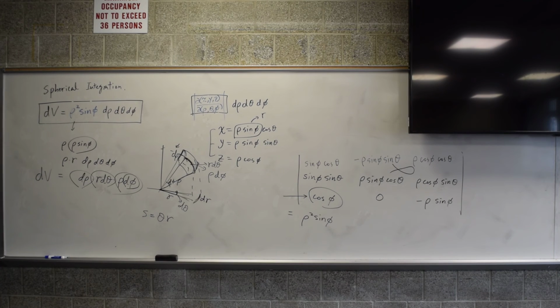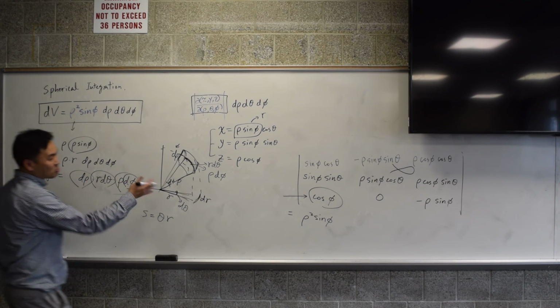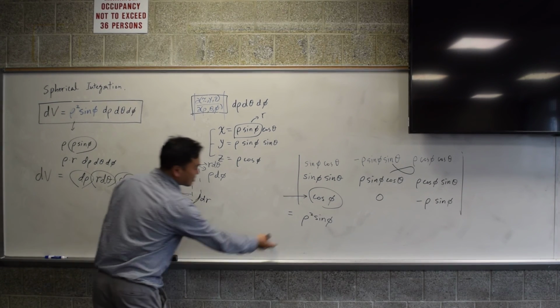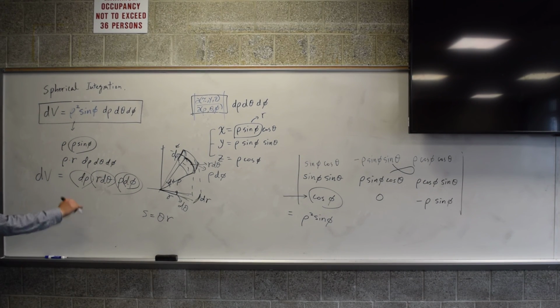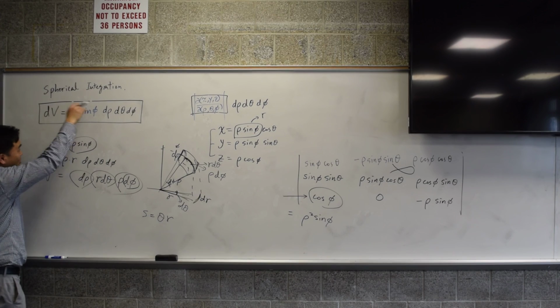It might be too complicated. So you choose which one makes more sense to you. I kind of like this one better because it's straightforward and you calculate everything. But if that's too much, then you can try to see that this works. Okay. But at the end of the day, what you need to know is that you need the rho squared sine phi.